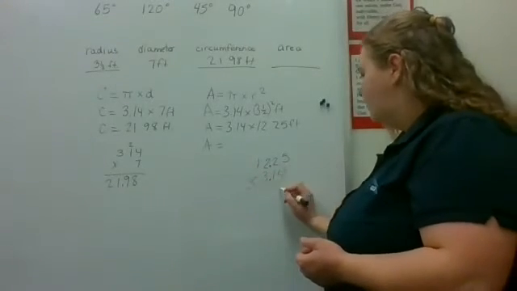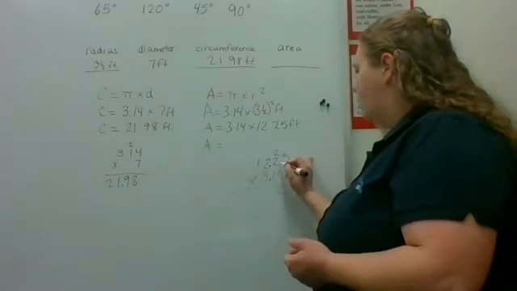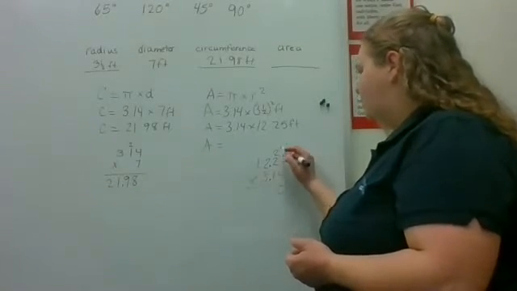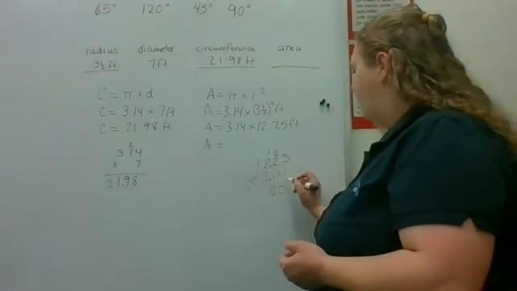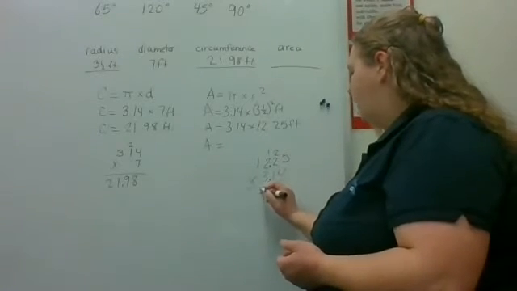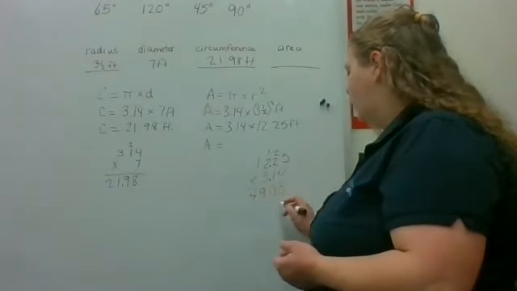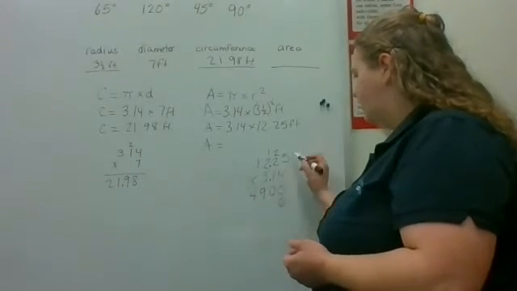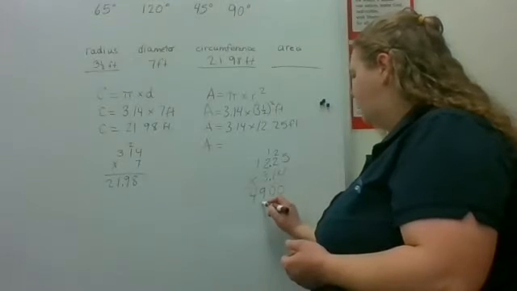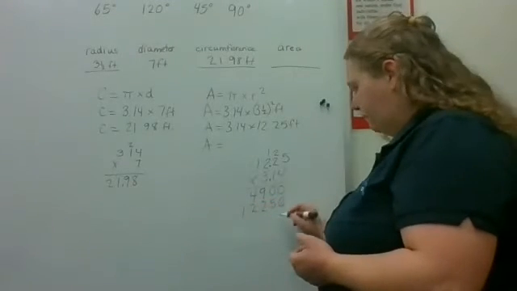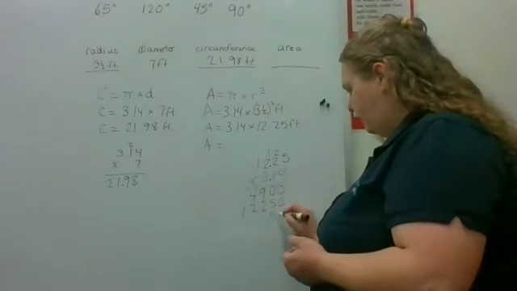So 4 times 5 is 20. 4 times 2 is 8, plus 2 is 10. 4 times 2 is 8, plus 1 is 9. 4 times 1 is 4. Okay, put a 0 to hold that place. 1 times 5, 5, 2, 2, 1. When we're multiplying by 1, you can do that.